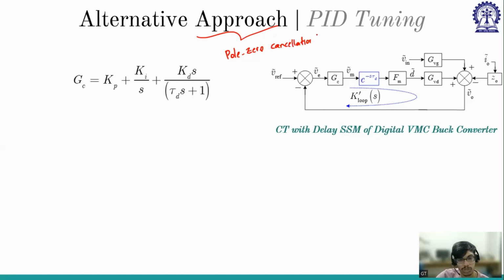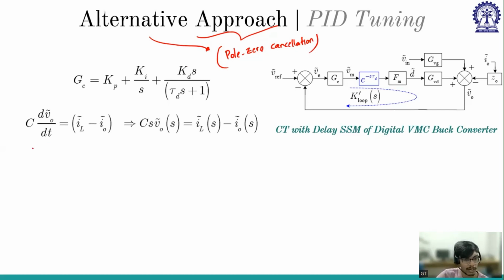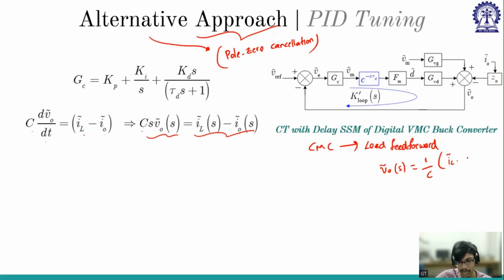There is another approach called the alternative approach. Here, if you consider the capacitor dynamics, C dV/dt is IL minus I naught. If you apply Laplace transform, it will be CS into V naught(s) equal to IL(s) minus I naught(s). In the case of current mode control, we have load feed forward. So V naught(s) is 1 by C into IL(s) minus I naught(s). To act like load feed forward, there is a gain of 1 by C.